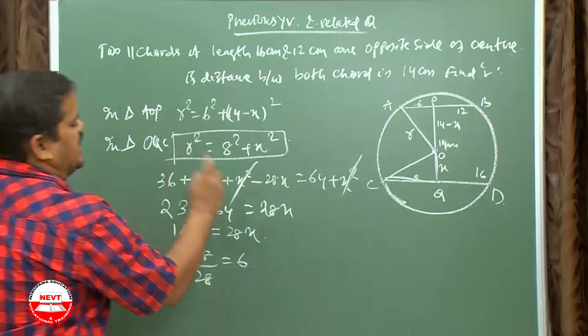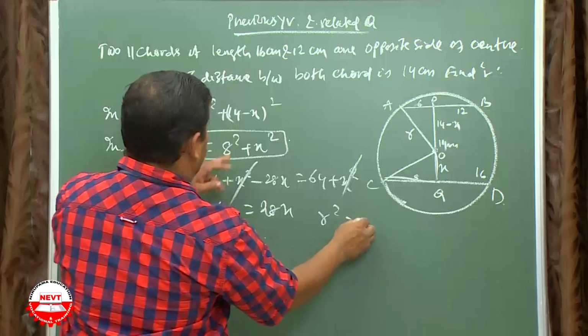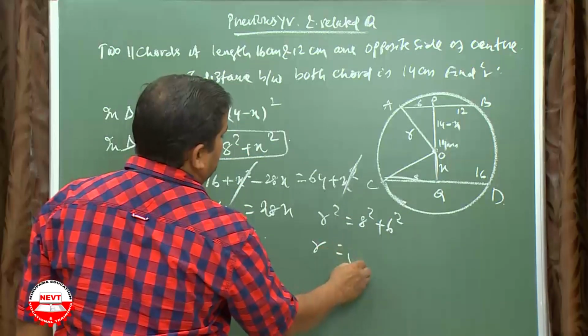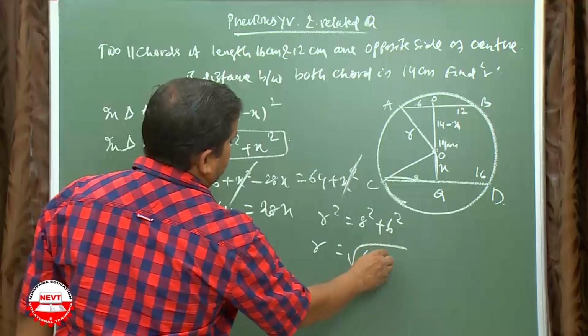So to find r, r square is equal to 8 square plus 6 square, means r is equal to root over of 64 plus 36.